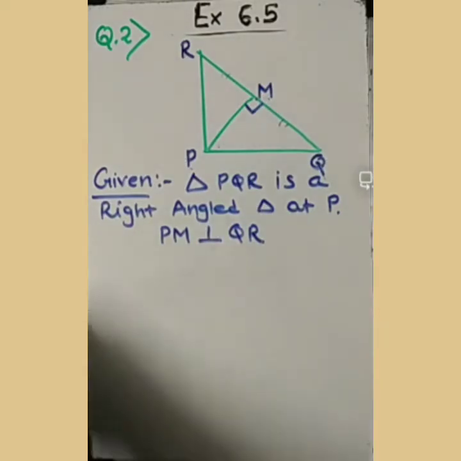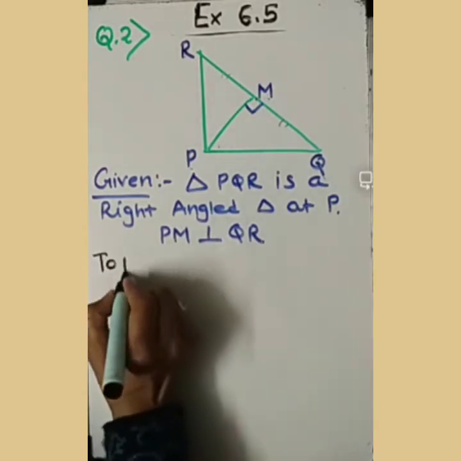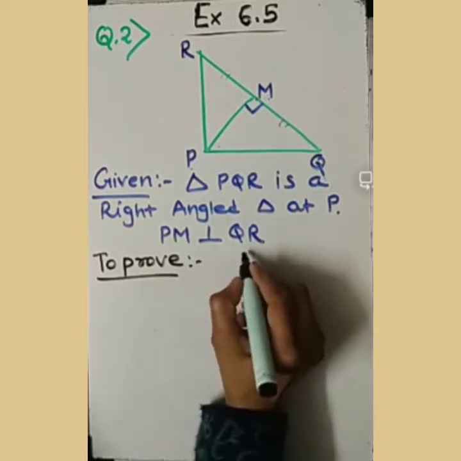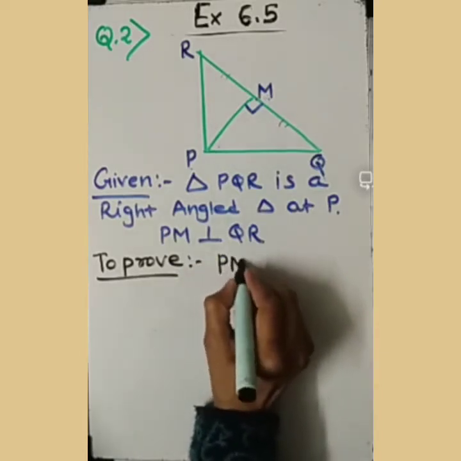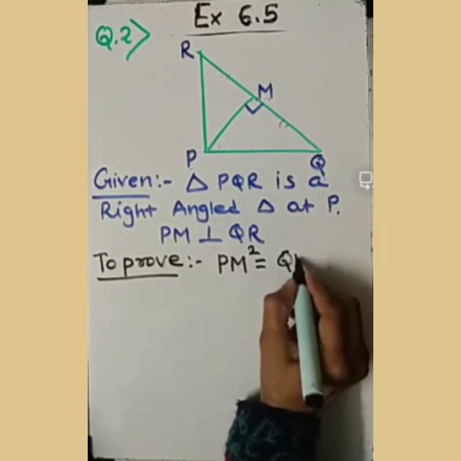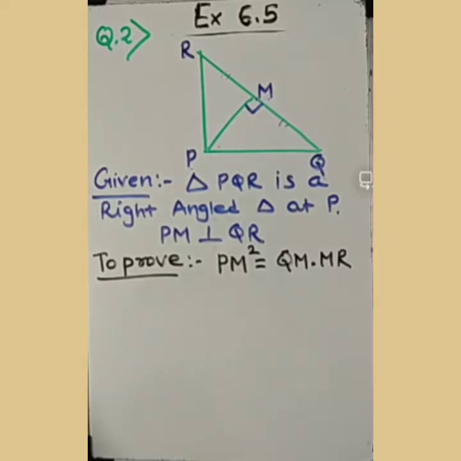Okay. Now what we have to prove? Let's move on to what is to be proved. We are given in the question to prove PM square equal to QM into MR. This we need to prove. Now let's move on with the proof.